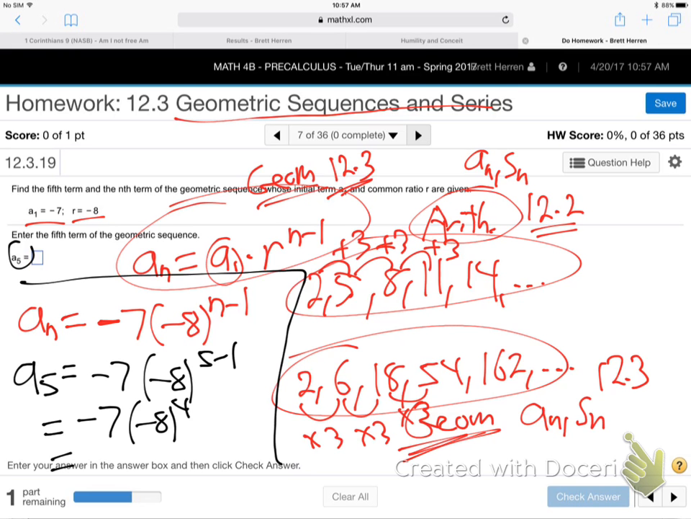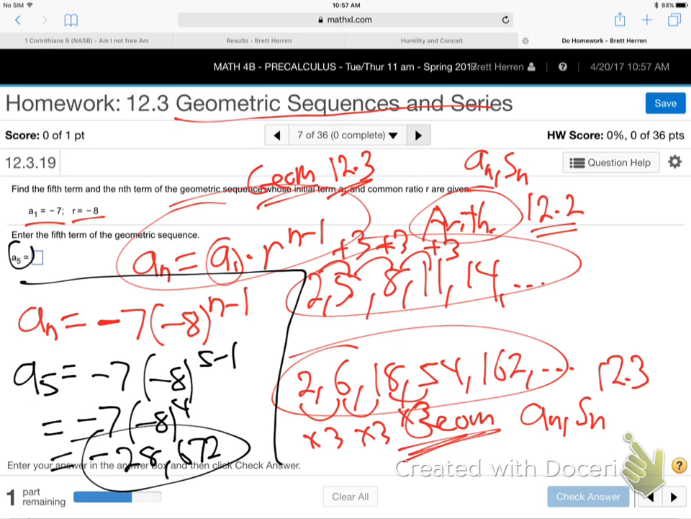Somebody have that one? 28,000 something, I'm thinking. See if I'm in the ballpark. 28,000? Negative, I mean? No? Times the 7, though, right? In the front? 28,672. Thank you. So there it is. There's the 5th term in that geometric sequence. They get big fast in geometric sequences. Does that make sense? Questions on that?